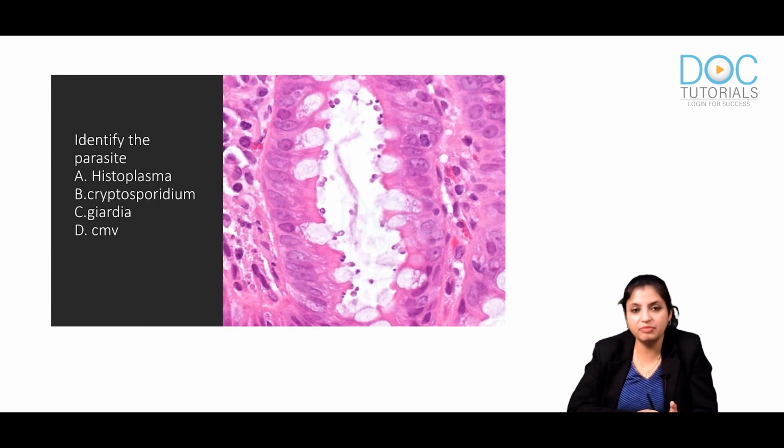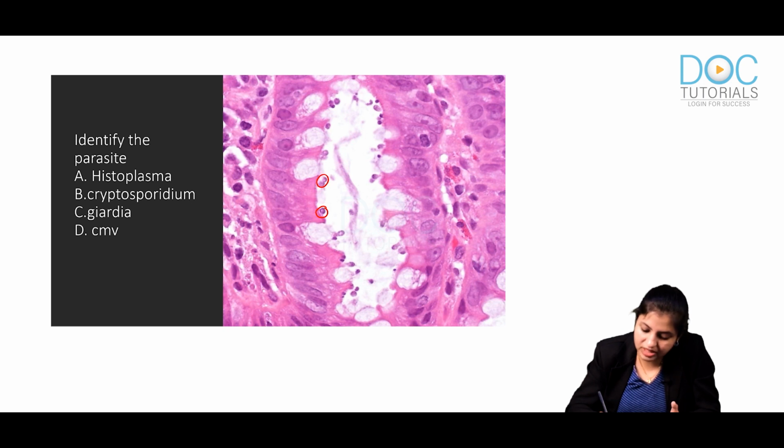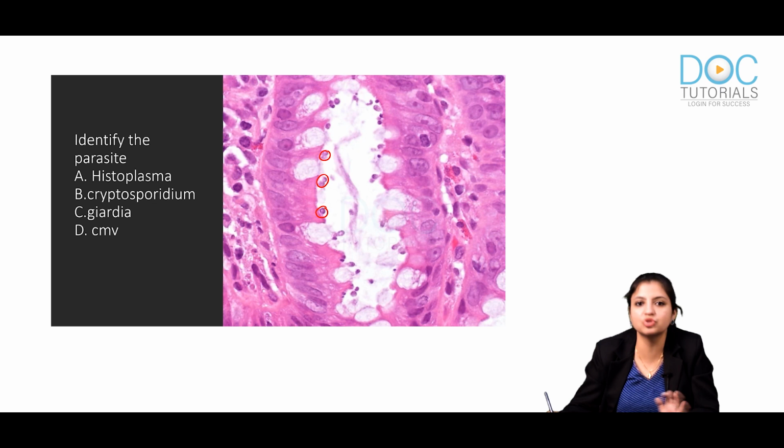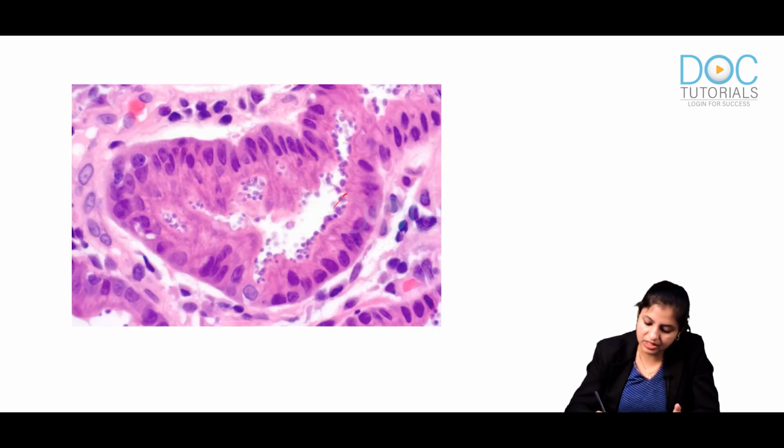Now identify this parasite. Can you see this? So this one is a very small spore, but it is sticking to the brush border. Once it's sticking to the brush border, it has to be Cryptosporidium. They can give you various images of the Cryptosporidium. See this sticking to the brush border. Okay, so 4 to 6 micrometer has to be Cryptosporidium.